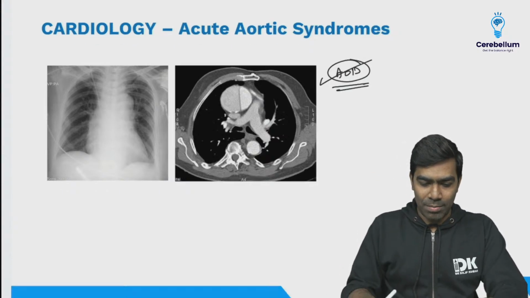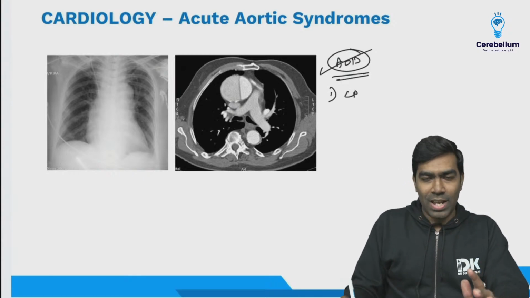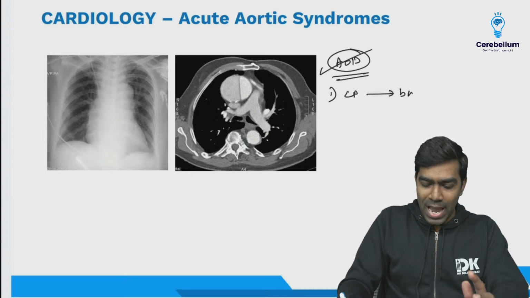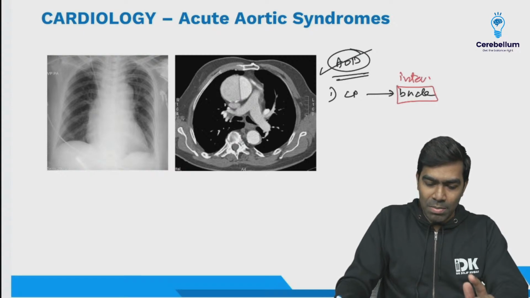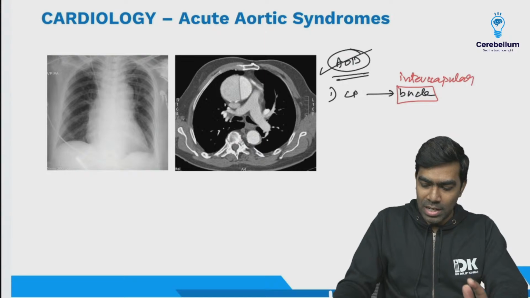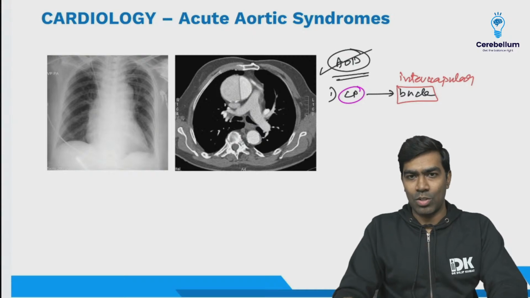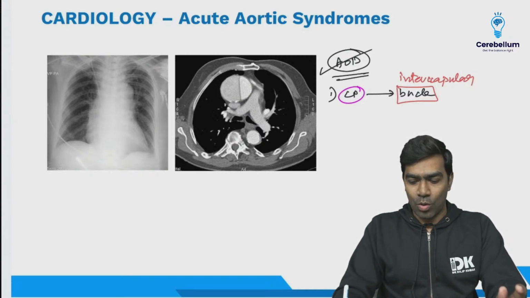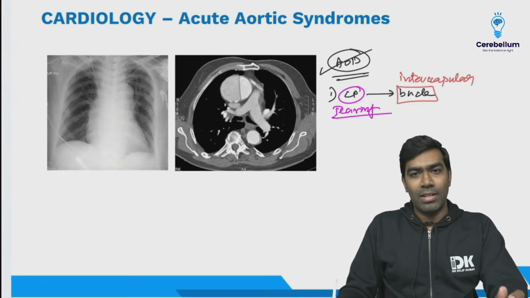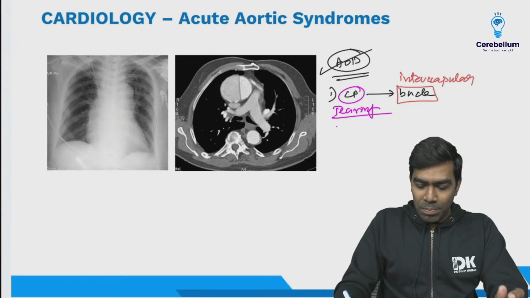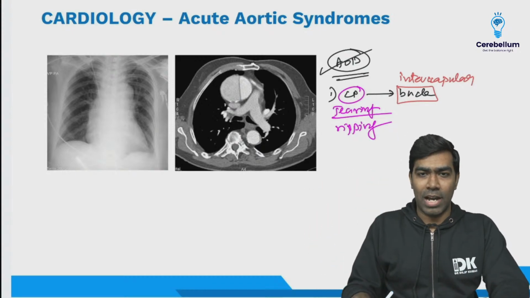So what are the clues in exam for aortic dissection? Number 1, the patient will have chest pain that is going to radiate to the back. Back means where in the back? In the interscapular region, in between the shoulder blades. And they will also mention the quality of the chest pain. So what is going to be the quality of chest pain? Quality of chest pain will be tearing, or patients can have ripping quality of chest pain, tearing or ripping quality of chest pain that radiates to the back, interscapular region: aortic dissection.